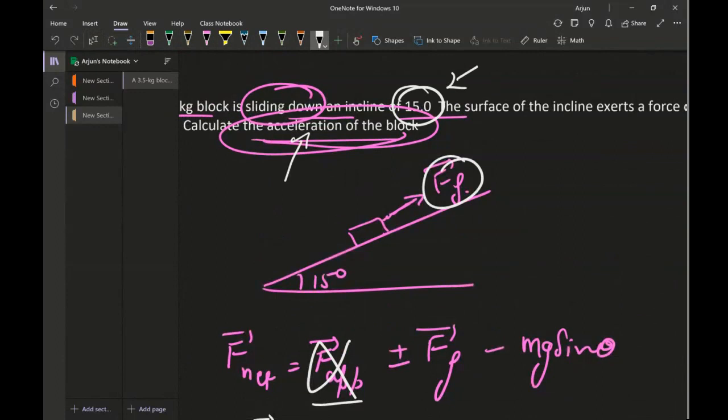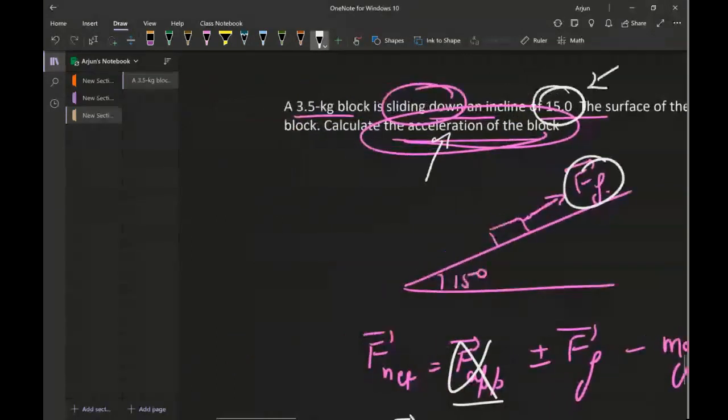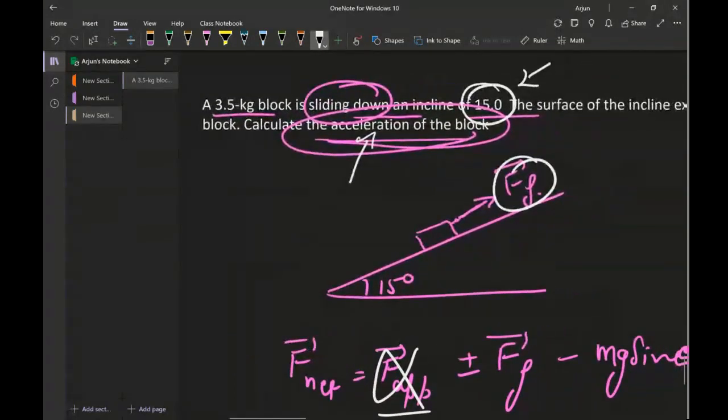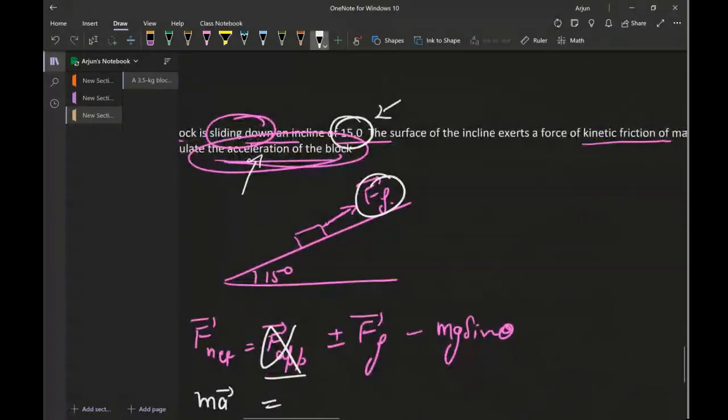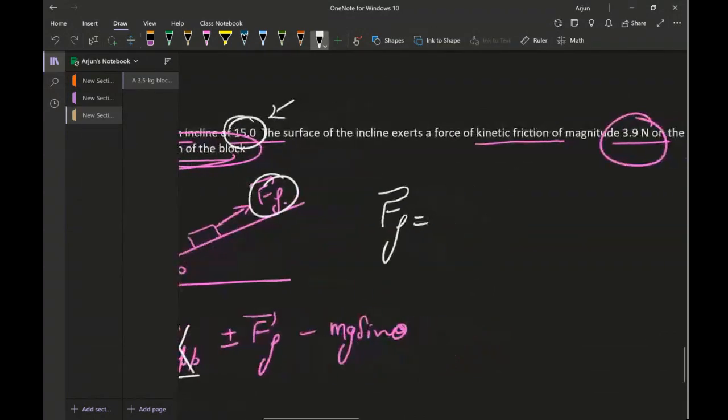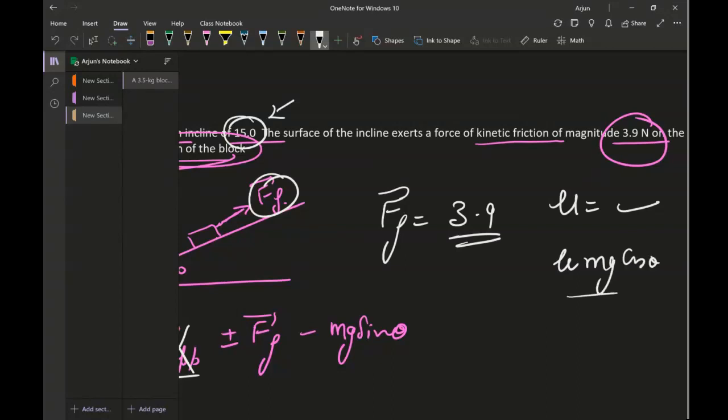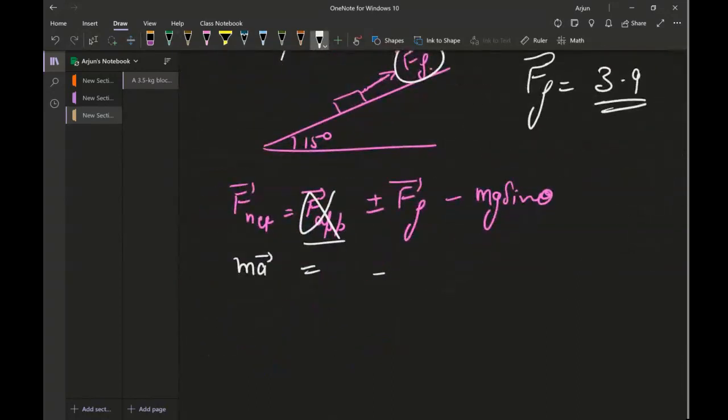Why? Because of the coefficient of friction. Is the coefficient of friction given to us? No, the coefficient of friction is not given to us, so we won't use mu mg cos theta. Rather, we will use the force of friction value. The force of friction given to us is directly 3.9 Newtons. If the coefficient of friction was given to us, then I would have converted it to mu mg cos theta. All right. Now I'll just directly put the positive 3.9. Why positive? Because this is acting in the upward direction.